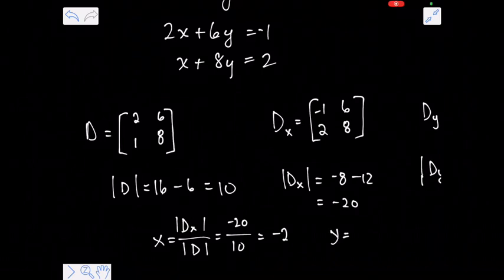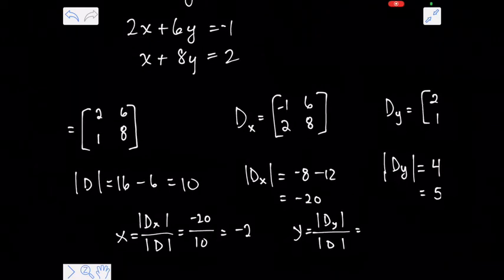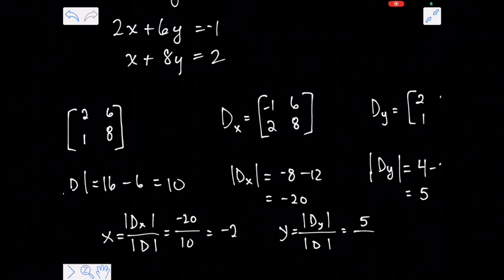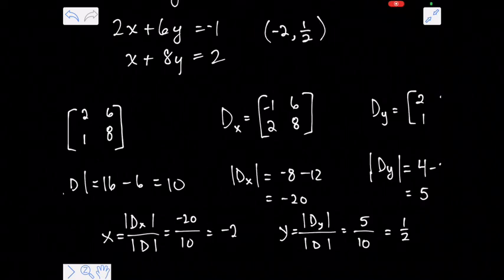The value for y was the determinant of d sub y divided by the determinant of d. So the determinant of d sub y was 5. The determinant of d was 10. So we have 1/2. So the solution to this system of equations was negative 2, comma 1/2.